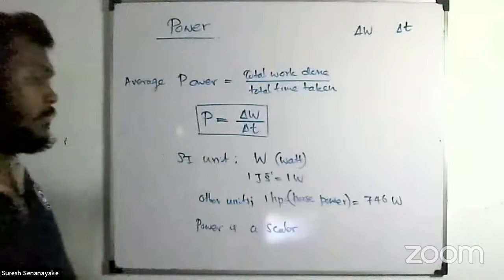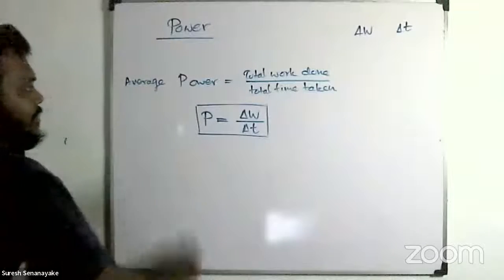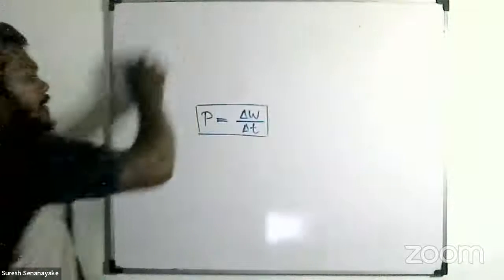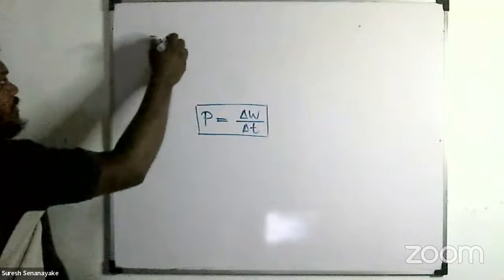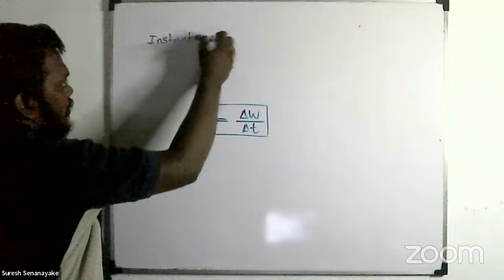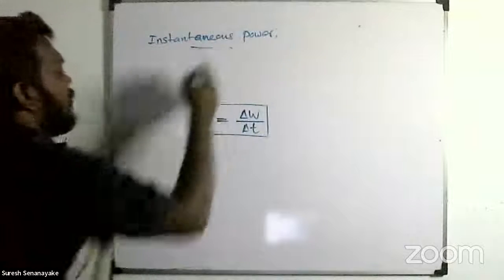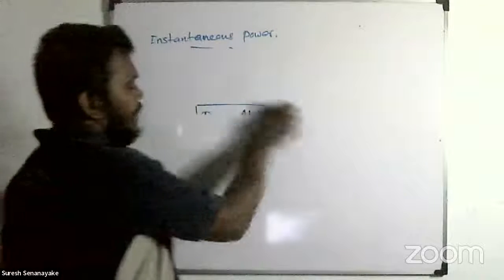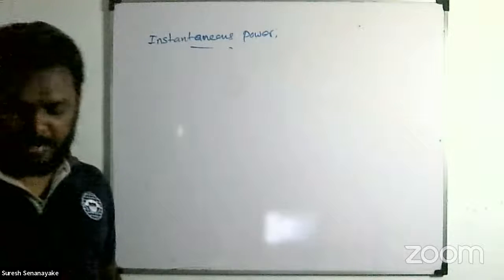It's about power. So now write the instantaneous power. Instantaneous power means the power at an instant of time, right? So write the instantaneous power. Right under that, the power at an instant of time is called instantaneous power.